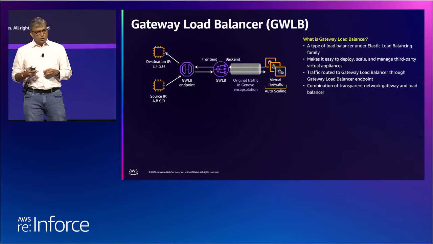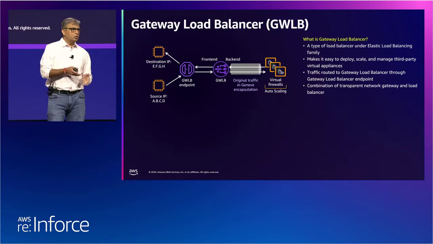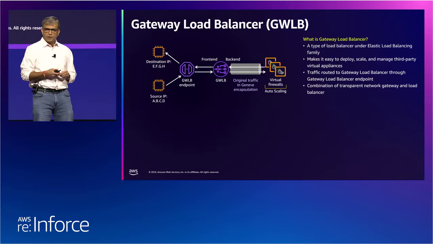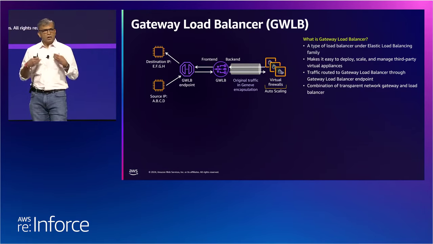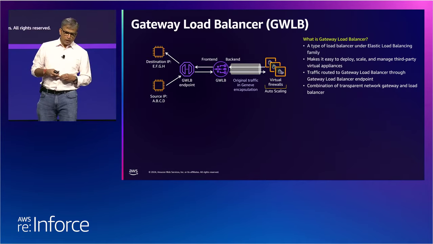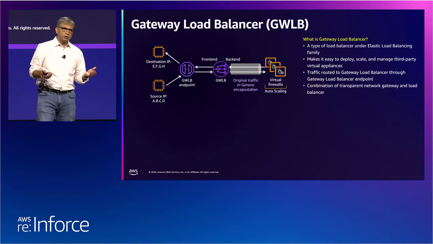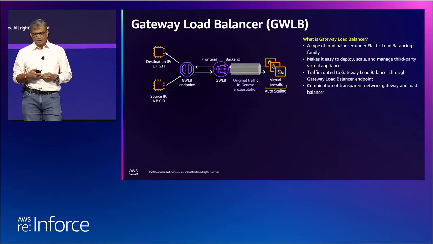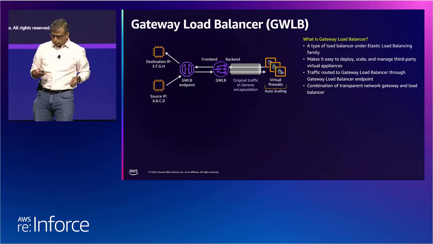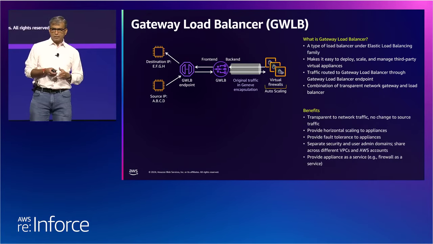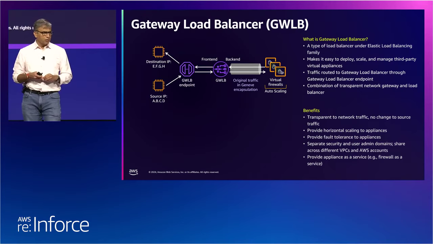The way it works is that traffic is routed to the Gateway Load Balancer through a construct called a Gateway Load Balancer endpoint. If you've played with interface endpoints and AWS PrivateLink, it's built using similar technology. It's a transparent construct, which is a combination of a network gateway in the front and a layer 4 load balancer on the back end. Because it's a transparent construct, the original traffic stays unmodified, and the firewall is able to take a look at the original traffic.